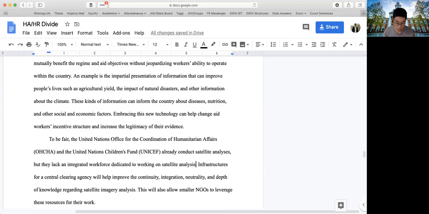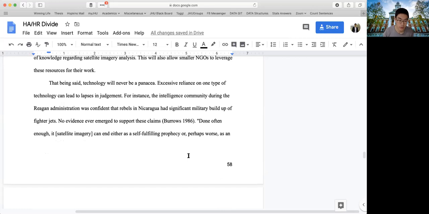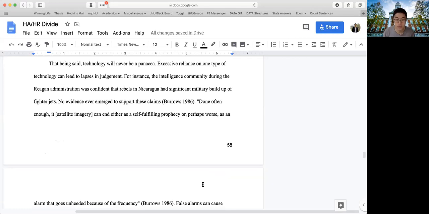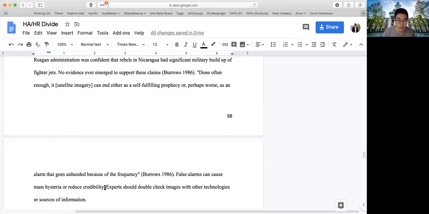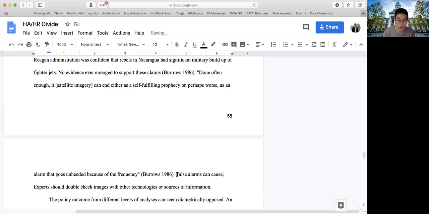Then next page, I'm now going to go to the next paragraph, last sentence, in saying that experts should double check images with other sources of information to prevent mass hysteria and uphold their credibility.